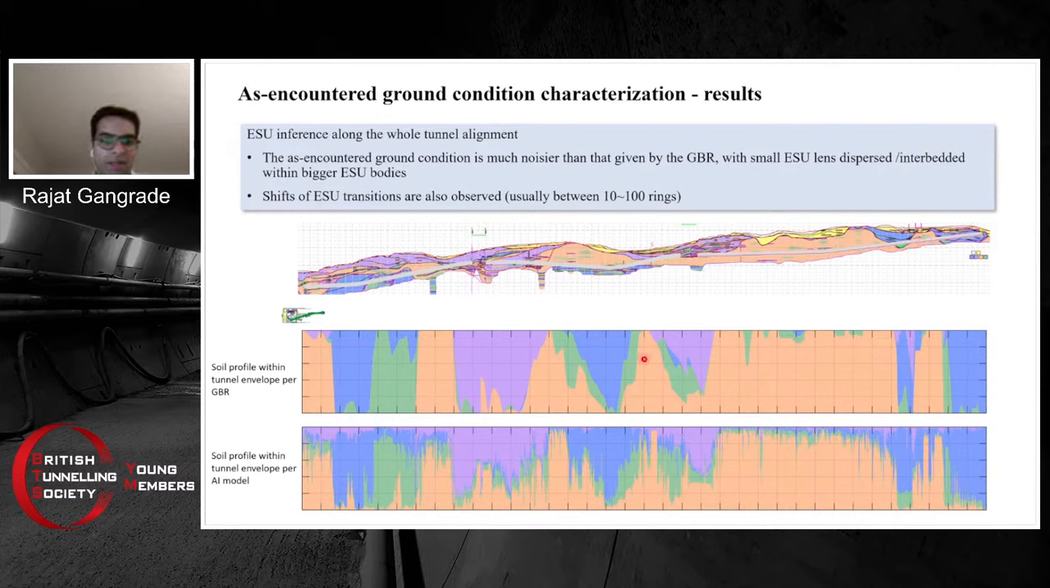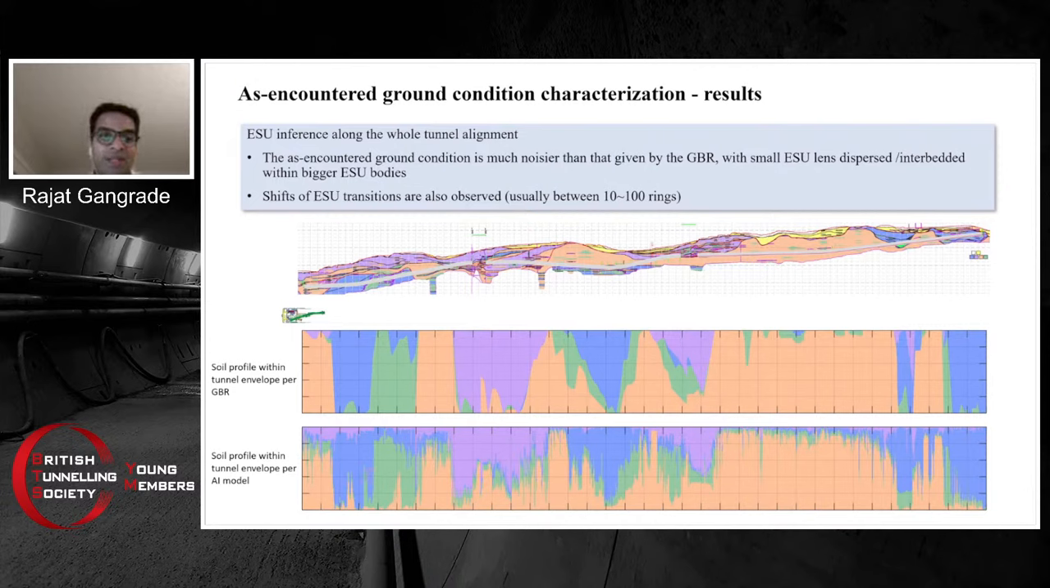As you can see, the top is the whole GBR profile. The center plot is just the soil profile within the tunnel envelope from the GBR. And the bottom is the soil profile within the tunnel envelope using the AI model. And you can see there is good similarity, or the AI model has really captured what the encountered soil type is. So my first validation was using the actual TBM data from a project site.